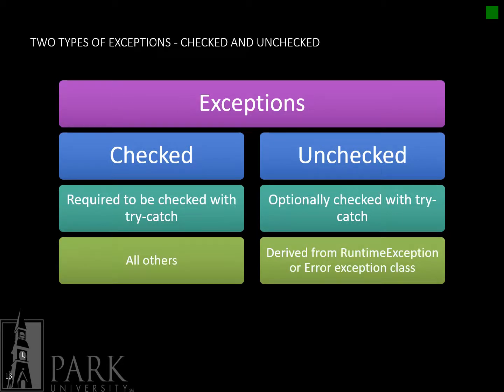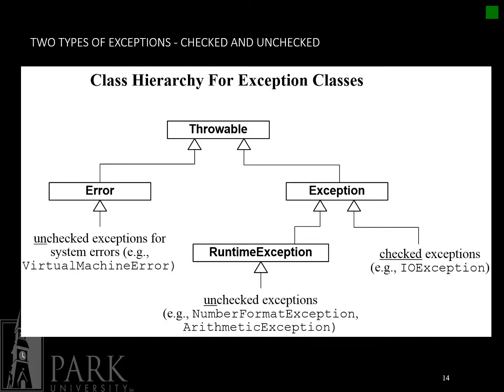On the class's API page, look at its class hierarchy tree. If you find that the class is derived from the RuntimeException or the Error class, then it's an unchecked exception. Otherwise, it's checked. Here's the class hierarchy for the Exception class.